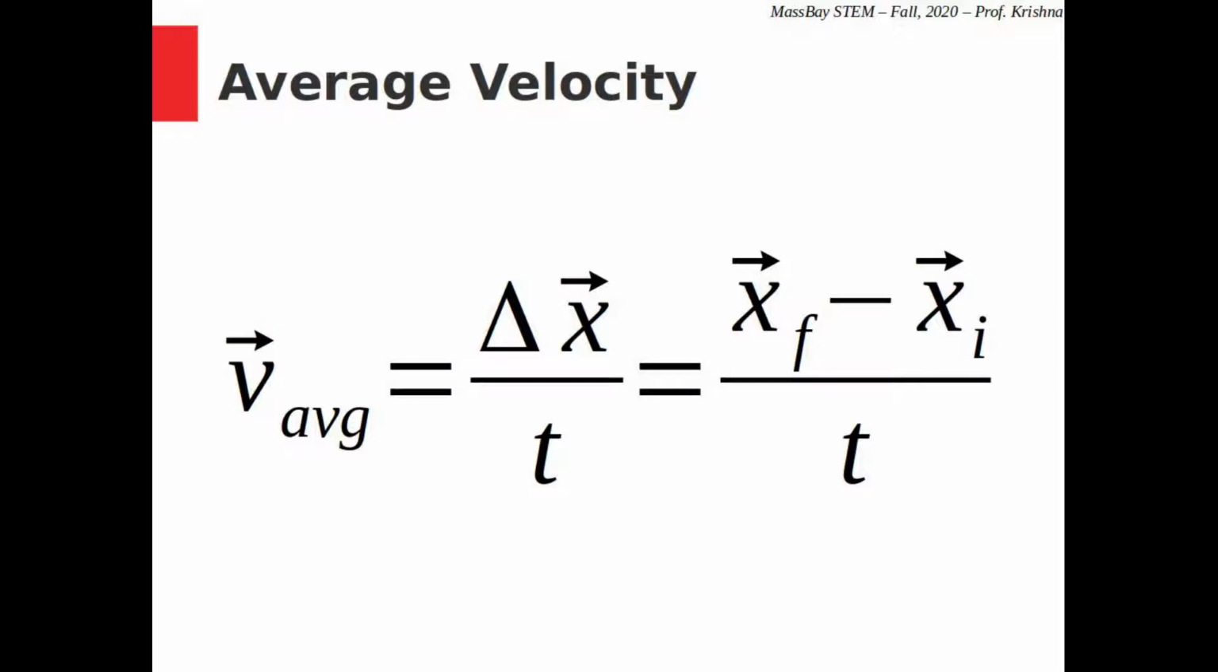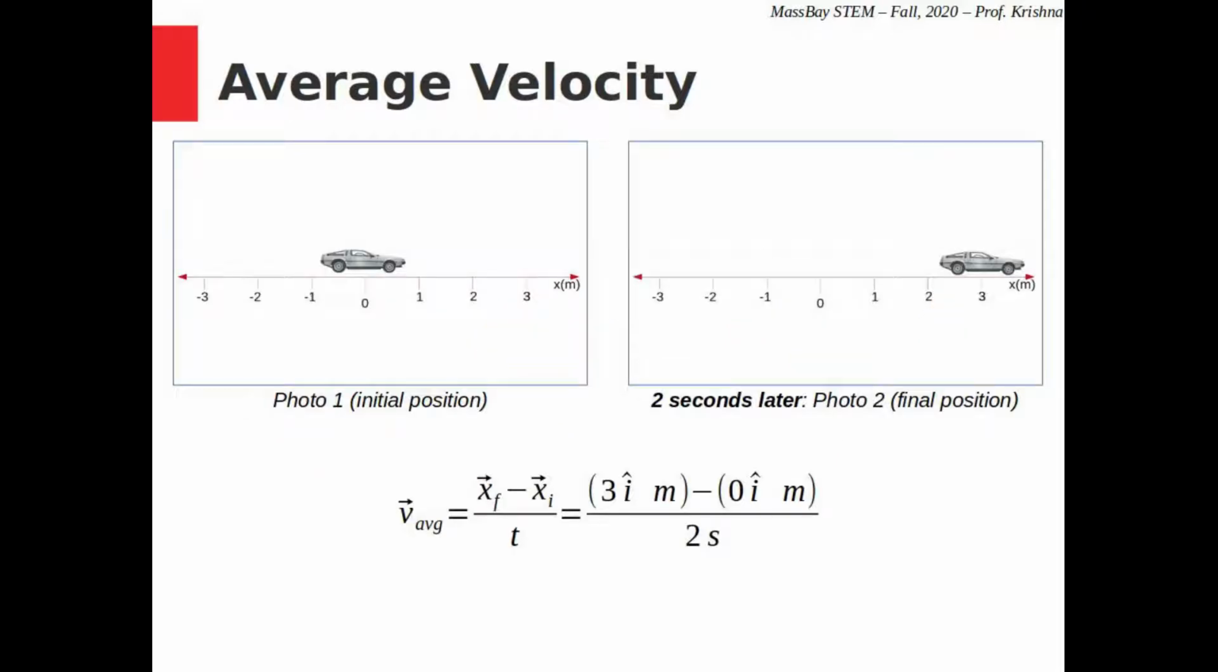Suppose you take the displacement of an object across 2 photos and divide it by the time that elapses between the 2 photos. We could symbolize that as either displacement over time, or equivalently, final position minus initial position over time. This calculation yields a type of velocity called average velocity. Average velocity is easy to calculate. Since the car traveled 3 i hat meters in 2 seconds, its velocity is 1.5 i hat meters per second.